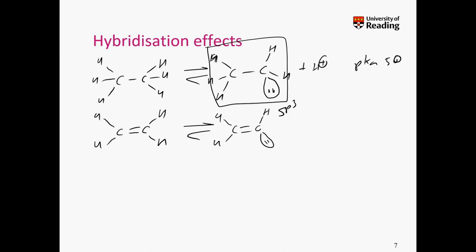Same thing, we've got this sp2 hybridized orbital this time, and this has a pKa of 44. So why is it that the sp2 hybridized carbon would be a stronger acid than the sp3 hybridized carbon? Well, it all goes down to how close the electron is to the positive nucleus of the atom.